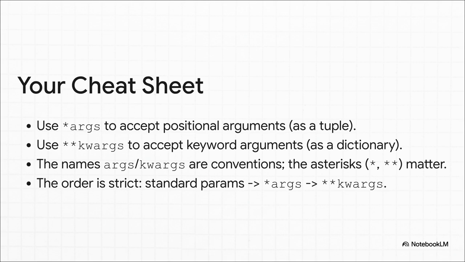The actual words args and kwargs are just a habit, a convention. It's the asterisks that do all the work. You could call them pancakes and waffles if you wanted to. And one last time, that order is strict. Master this, and you will understand the magic behind a lot of advanced Python features.